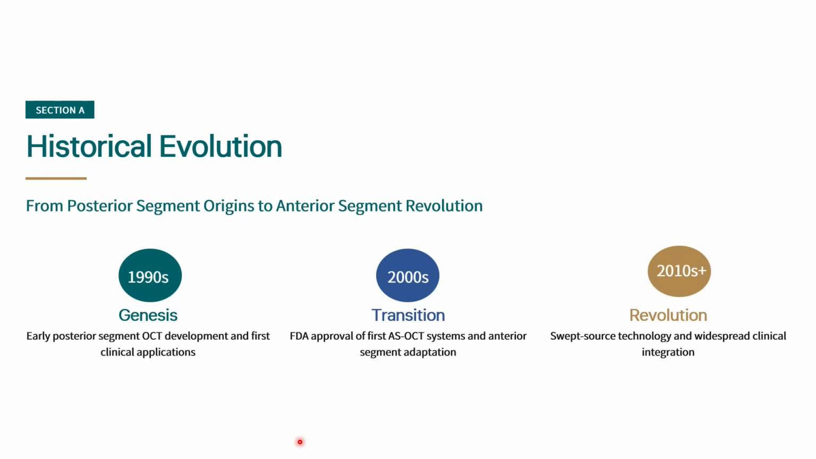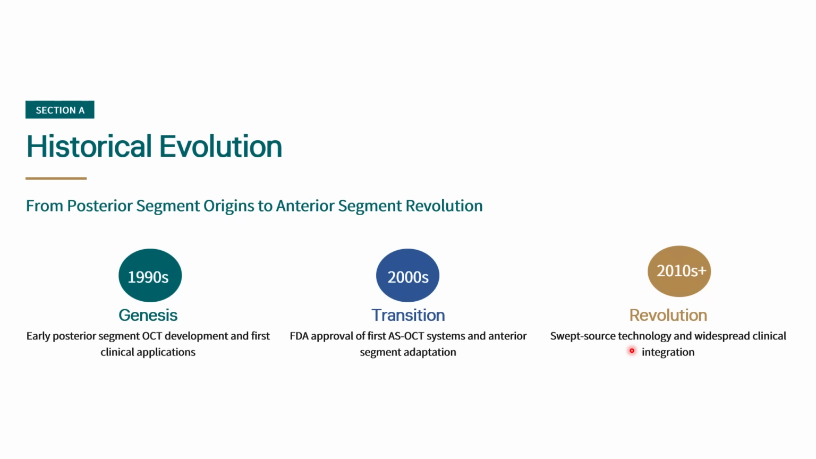About the historical evolution of the anterior segment OCT, initially it started as a posterior segment. The optical coherence tomography started initially targeting the posterior segment of the eye. And then later on, the evolution and the transition happened so that it converted to the anterior segment. So the initial genesis started around the 1990s, as I said, with the posterior segment OCT as time domain, and then to spectral domain OCT. Then in the 2000s, they got the first FDA approval for the anterior segment OCT.